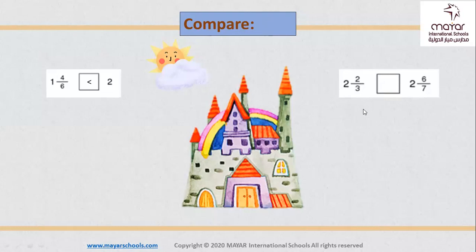Because if we did two and seven, like if it's... No. Now, the first step, look at the whole, right? The wholes are the same. We look at the pattern. Two out of three and six out of seven. They don't have the same denominator. What should we do, Yazin?